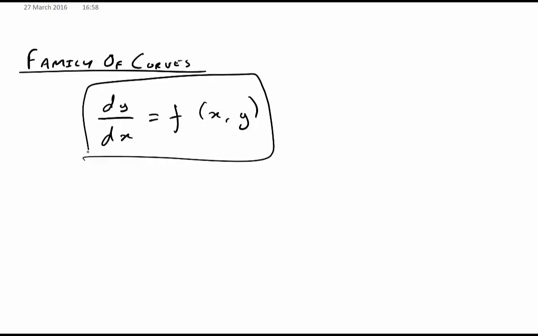So up until now we've been given a differential equation, dy by dx equals some function involving the variables x and the function y. So y is dependent on x as well. But basically, we get given this differential equation and we get asked to find the solution from this. In other words, we get asked to find what that function y is that satisfies this equation.